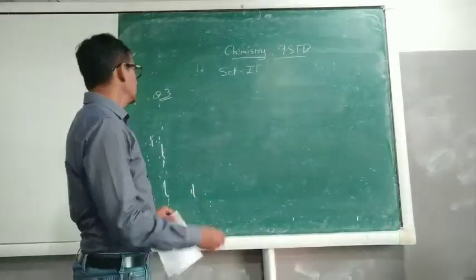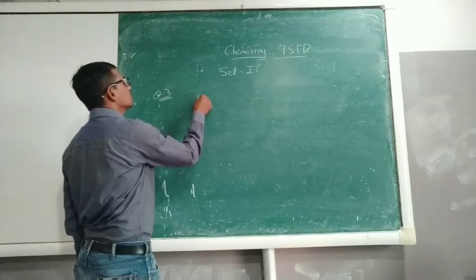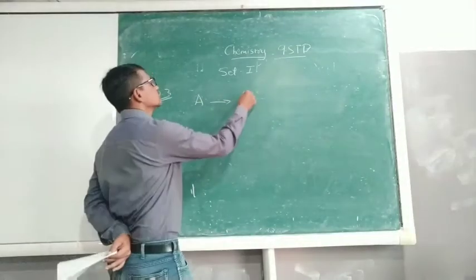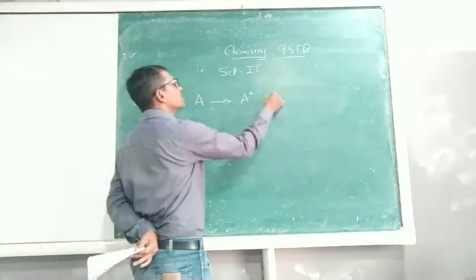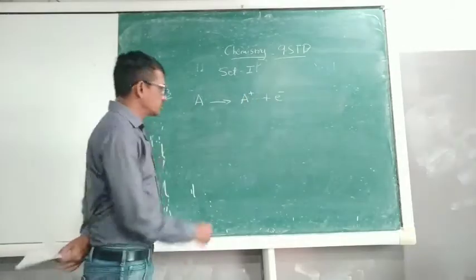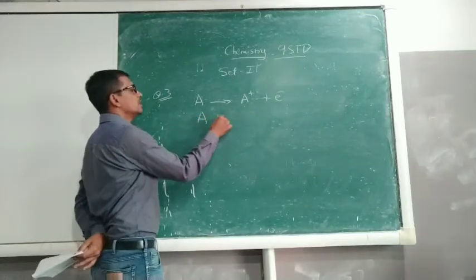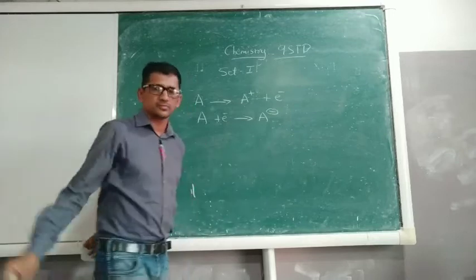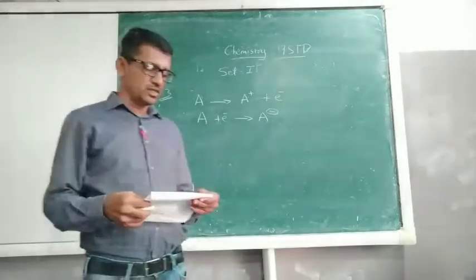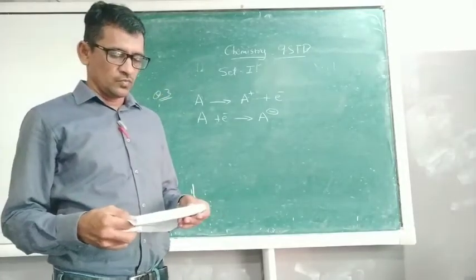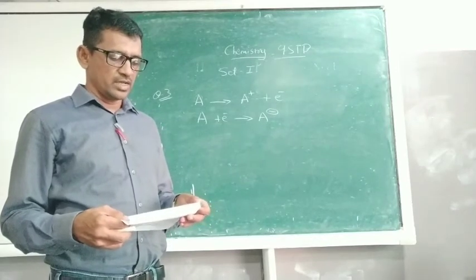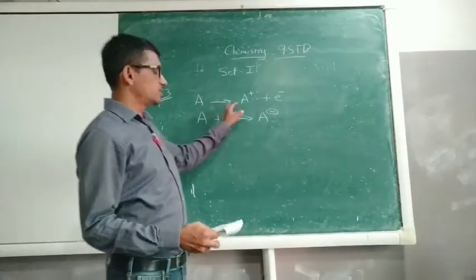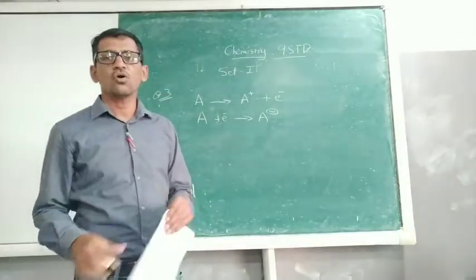So we discuss the atom. If atom A is there, it is converted to an ion. Suppose it is converted to A plus ion by removal of 1 electron. Similarly, atom A, by taking 1 electron, is converted to a negative ion. So your question is, which subatomic particle changes? So what is the answer? There is a change in the number of electrons.